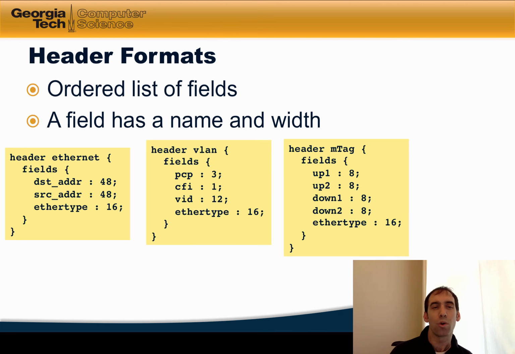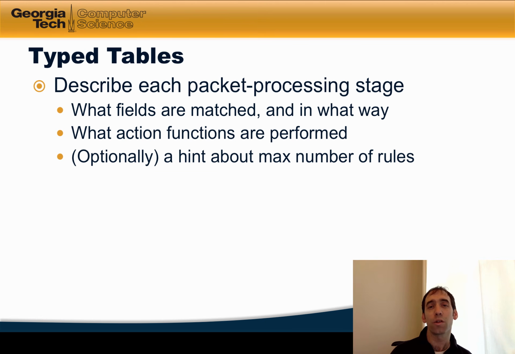P4 allows the programmer to specify an ordered list of fields, where each field has a name and a width. Here we see three such example specifications, one for the Ethernet header, one for the VLAN header, and one for this custom MTAG header. In addition to the header format specification, P4 also allows the programmer to describe each packet processing stage using a mechanism called type tables.